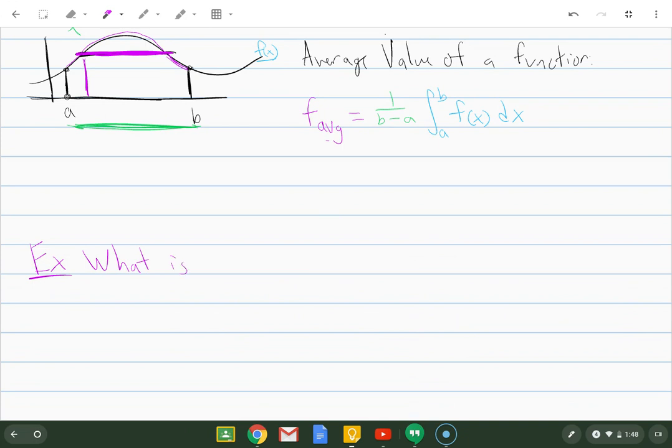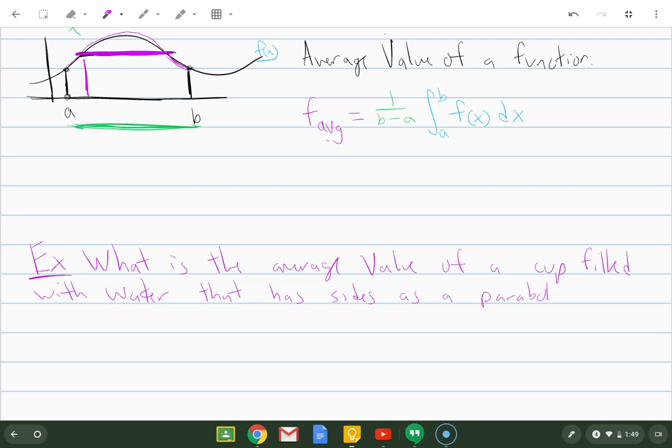What is the average value of a cup filled with water that has sides as a parabola?